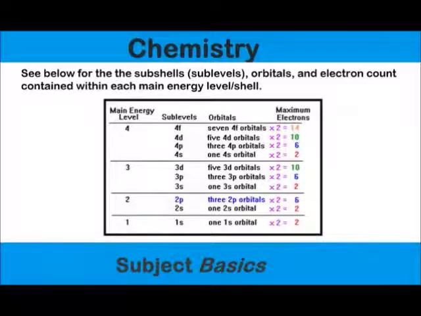You see that energy level 1 has 1 orbital. You see that energy level 2 contains 4 orbitals. You see that energy level 3 contains 9 orbitals. You see that energy level 4 contains 16 orbitals.